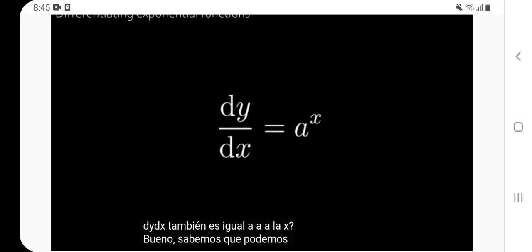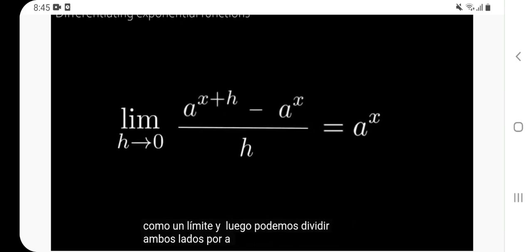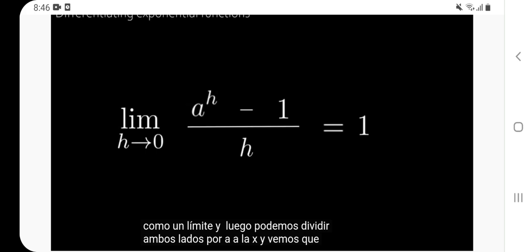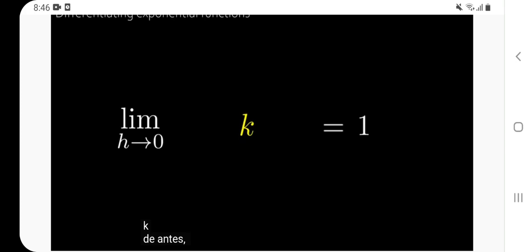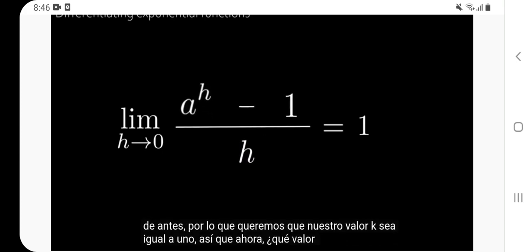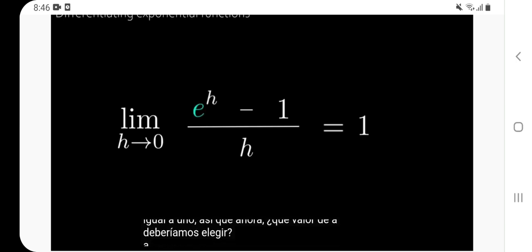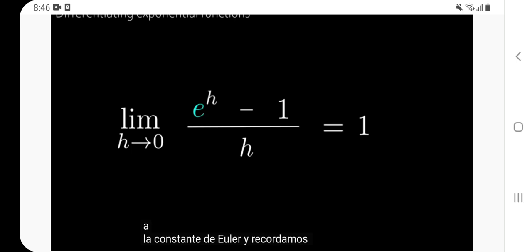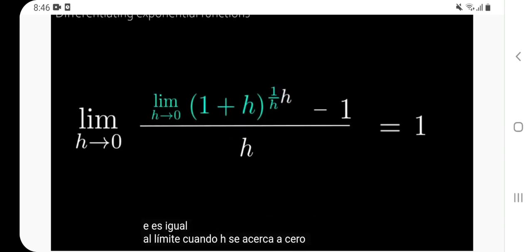Well, we know that we can write dy/dx as a limit, and we can then divide both sides by a to the x. And we see that this left side is actually our constant k from before. So we want our value k to be equal to 1. So now what value of a should we choose? Well, let's try a equal to e, Euler's constant, and we remember that e is equal to the limit as h approaches 0 of 1 plus h all to the power of 1 over h.